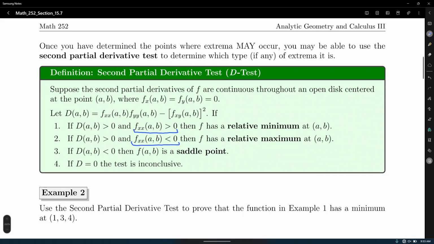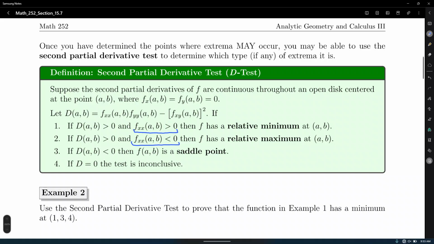Now, if D is negative, then you don't have to bother to evaluate the second partial with respect to x at the given critical point. You just go saddle point. And finally, if D equals 0, then the test is inconclusive. That was also the thing when we found maxes and mins using the second derivative test. The test could be inconclusive. And in that case, we should use other methods such as graphing perhaps. Yeah, graphing, I guess it's the best.